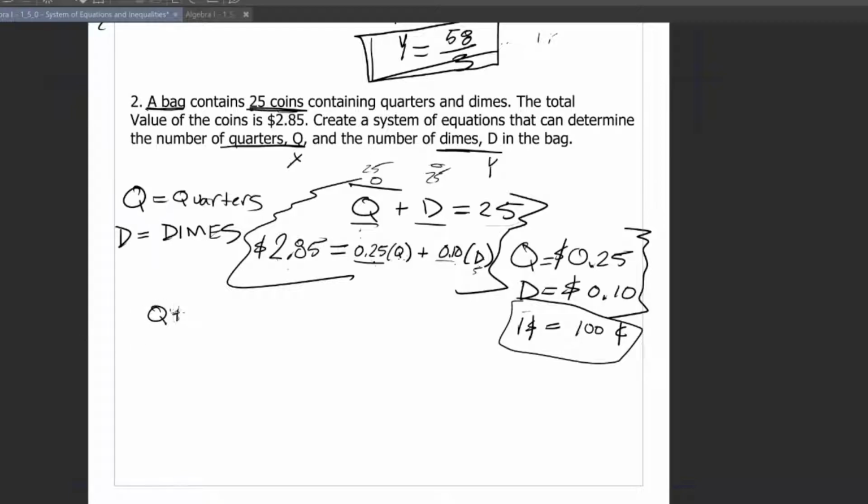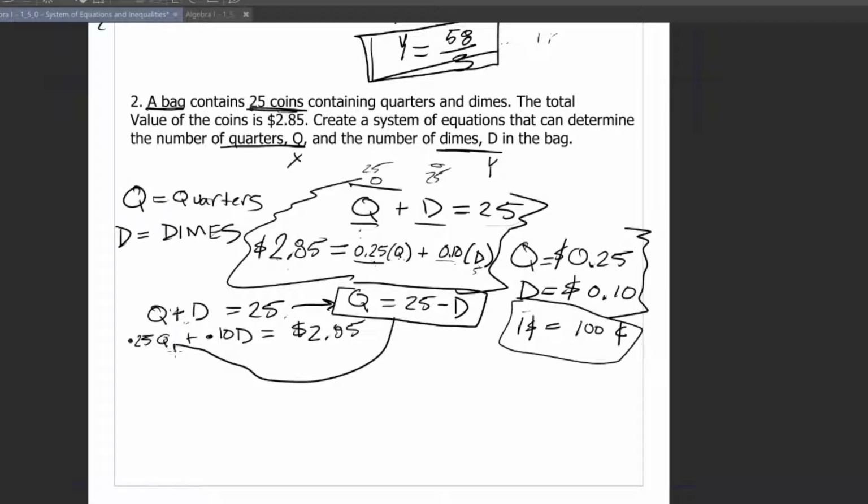Okay, and if we want to solve this, it's the same process as above. We have Q plus D equals 25. And then we have 0.25 Q plus 0.10 D equals 285. We have Q plus D here. So what we would do to this equation, we pick a variable and then we solve for it. So Q is the same thing as 25 minus D. All I did was subtract D from this side and then subtract it from the other side as well.